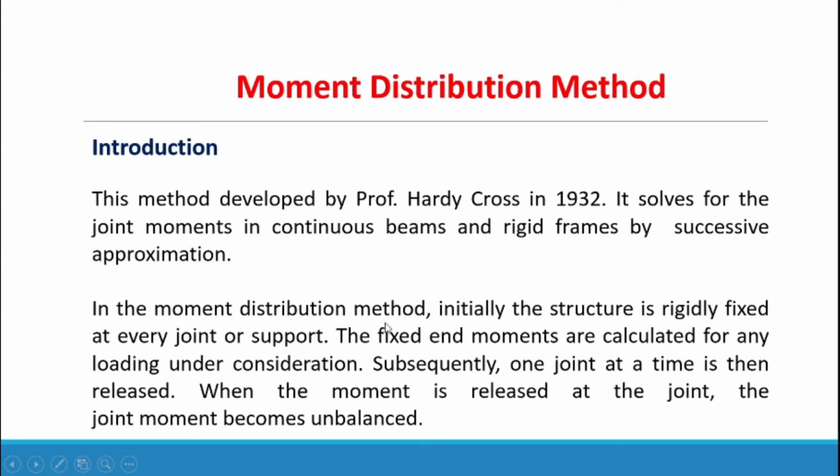In the moment distribution method, initially the structure is rigidly fixed at every joint or support. The fixed end moments are calculated for any loading under consideration. Subsequently, one joint at a time is then released. When the moment is released at the joint, the moment becomes unbalanced.